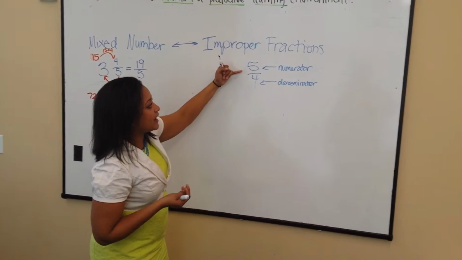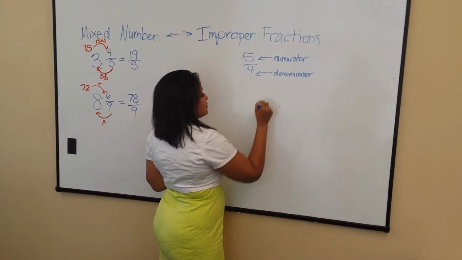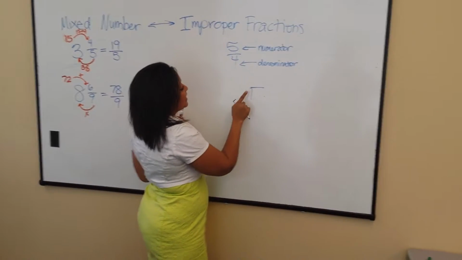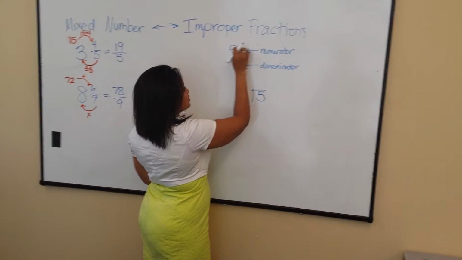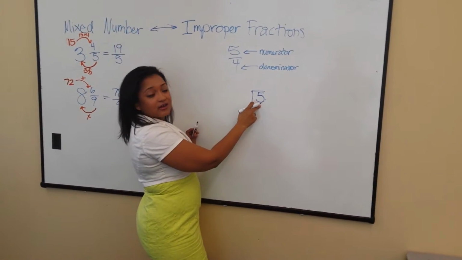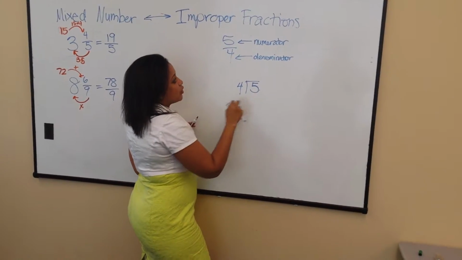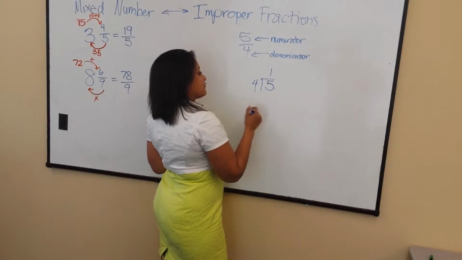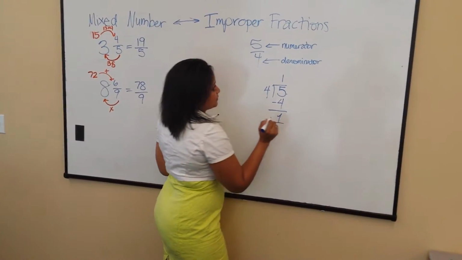So we're going to do 5 divided by 4. Where does the 5 go? It's actually going to go inside. Big dog goes in the house. So 5 is going to go in there, and 4 is going to be outside. How many times does 4 go into 5? Once. So 1 goes up here. 1 times 4 is 4, and we have a remainder of 1.